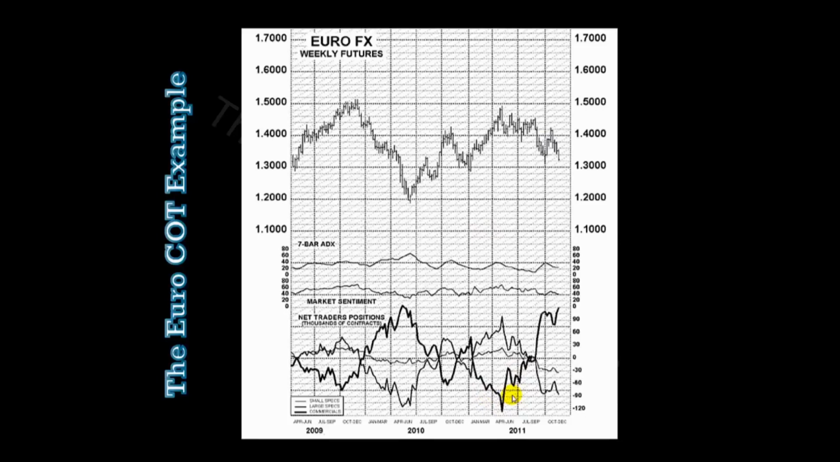Okay, so that's a graphic depiction, if you will, of the trend of the commercials, or commitment of traders and commercials, and how they move.